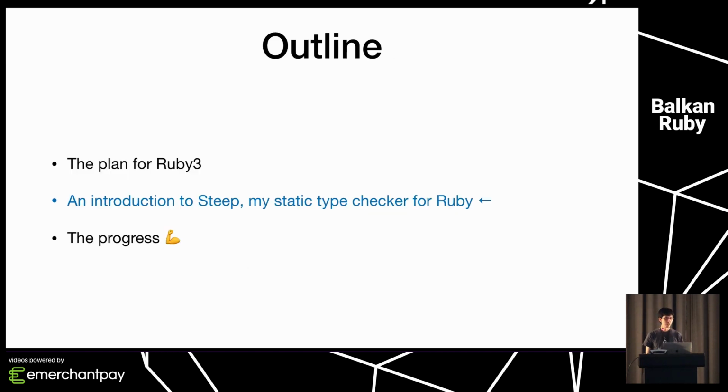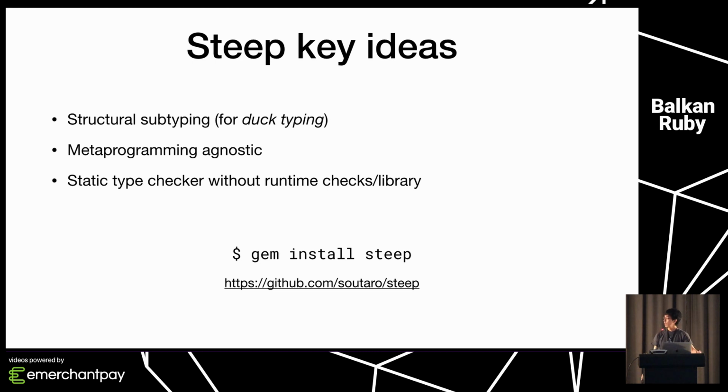Okay, so this is the overview of the plan we have toward Ruby 3 type checking, and I'd like to introduce my type checker. It is called Steep, and I'd like to share some key ideas of Steep. It's structural subtyping, and it allows duck typing, and it's metaprogramming agnostic, and it is a static type checker without runtime checks or runtime dependencies. It is already published as a Ruby gem, and you can install it by gem install steep, or you can see my repositories. I released the latest version 0.11 yesterday to celebrate Balkan Ruby.